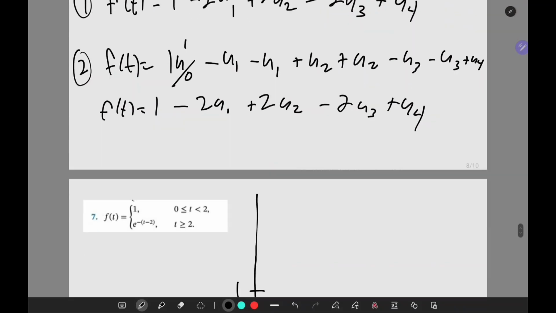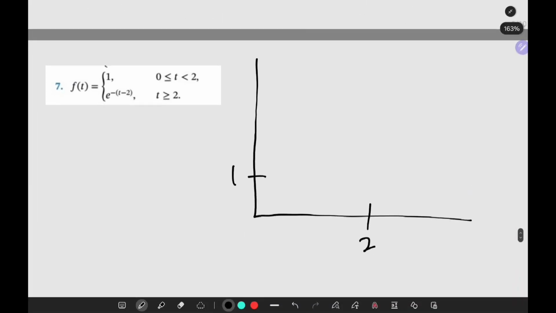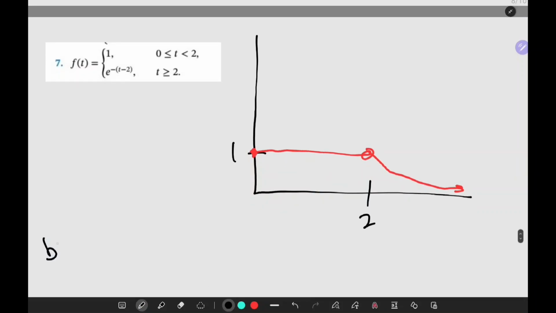We're almost done. We have 2 questions left. Number 7. This is a weird graph. I do remember this one though. One from 0 to 2. E to the negative t looks like this. It goes down this way, right? And it approaches 0. This one's a little weird to think about for part B.